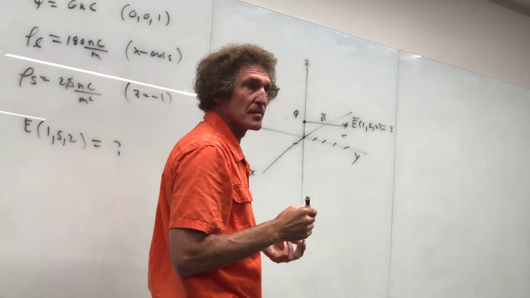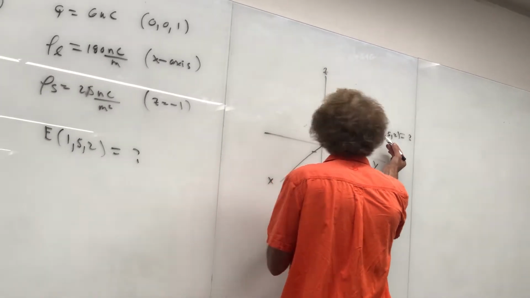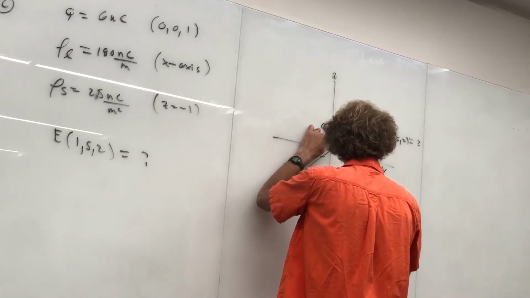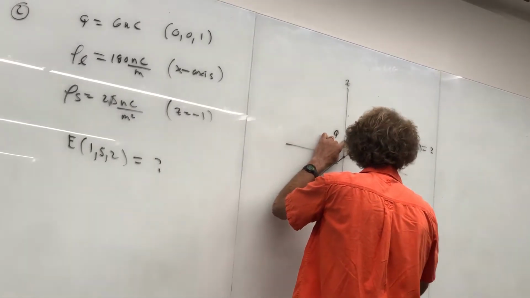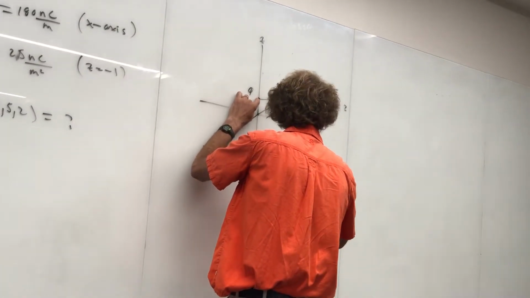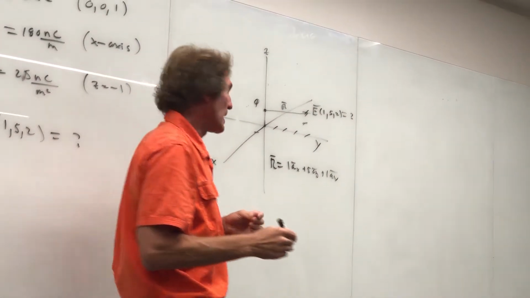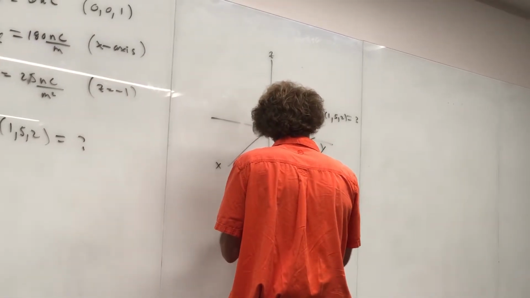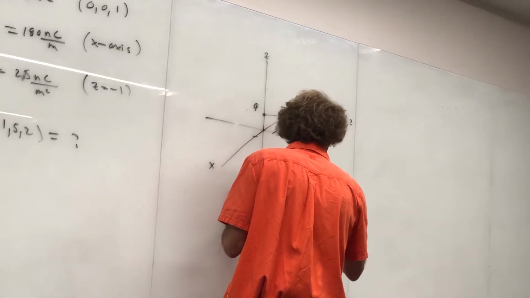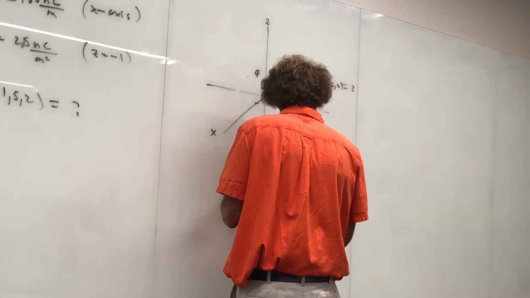With me, class? So what is R? You always take the coordinates of the point of observation minus the source coordinates. It would be 1 minus 0, or 1 aX. Then 5 minus 0, or plus 5 aY. Then 2 minus 1, or plus 1 aZ. That would be the R vector for this one, right? Now I need the R magnitude, which is the square root of 1 plus 25 plus 1, or square root of 27.